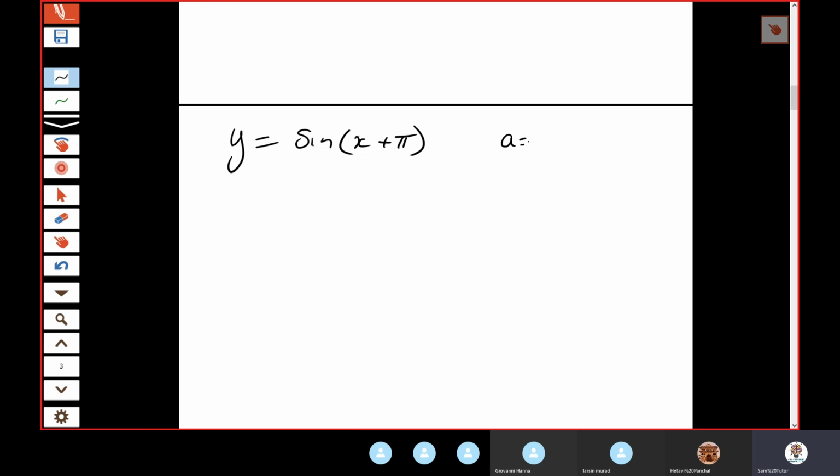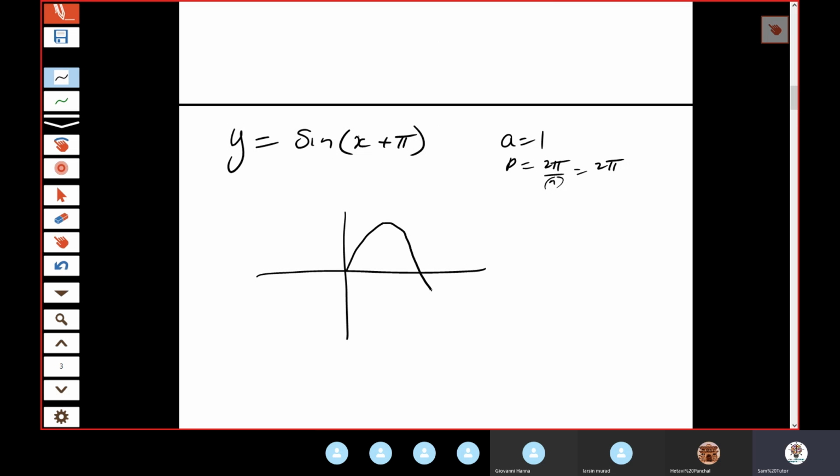Okay, my amplitude is still 1. My period is still 2 pi because n is 1, it's in front of the x, which is still 2 pi. So I now know my sine graph occurs every 2 pi, which is that, right? Now, Giovanni, watch this. You've got to draw this graph from this to this.